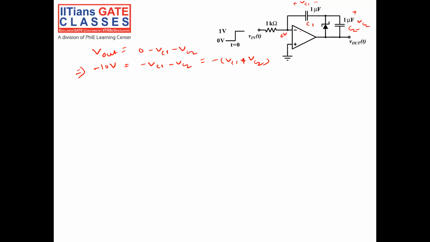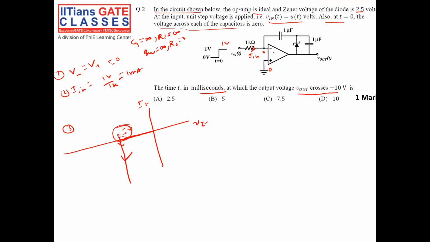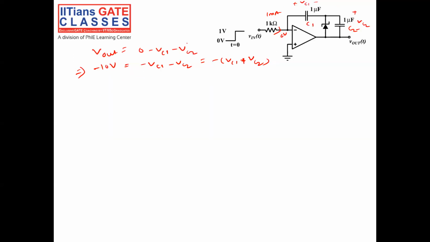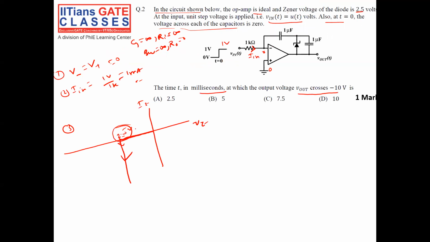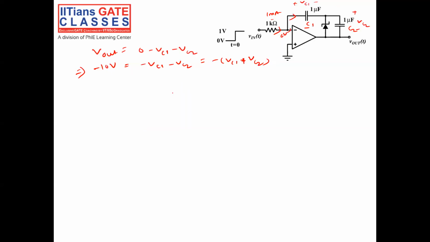Initially the capacitors are uncharged, so there will be a current flowing, 1 milliampere, as already shown here. IN is equal to 1 milliampere. The total 1 milliampere will flow through the capacitor C1, since the transistor and op-amp are ideal and there is no current into the negative terminal. Now since the voltage here is initially 0 volt, the diode is reverse biased, so up to reaching 2.5 volt there will be no current through the Zener. So the whole 1 milliampere will flow through my capacitor C2. So the voltages of C1 and C2 will go on increasing.